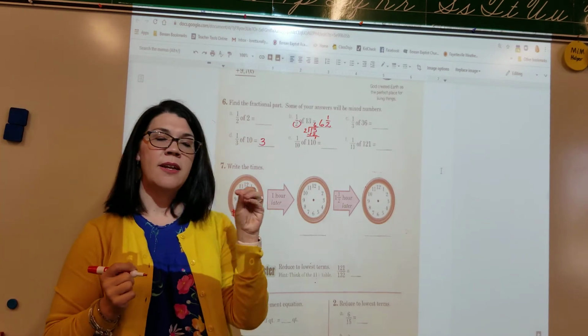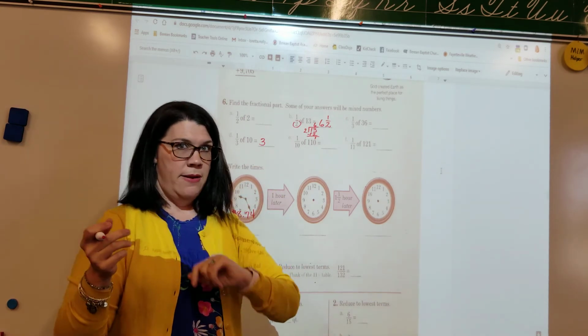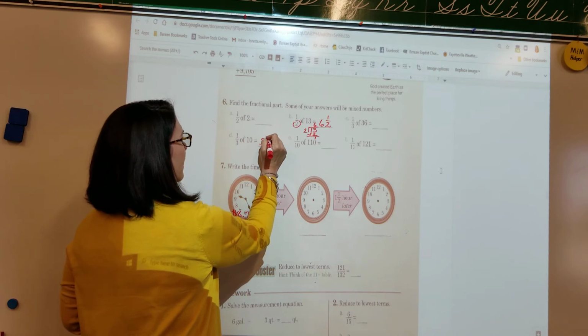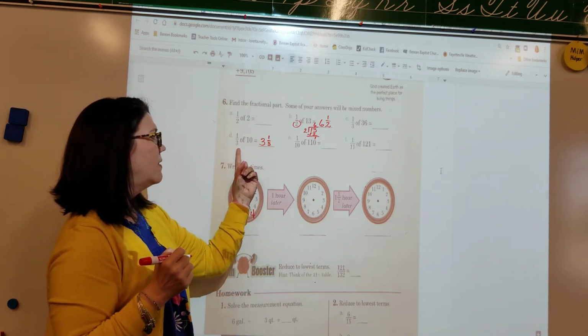Now, 3 times 3 is 9. So from 9 to 10 is just 1. Okay, so that's kind of like my remainder, my leftover. So I write my 1 there. Remember, our denominator will stay the same here.